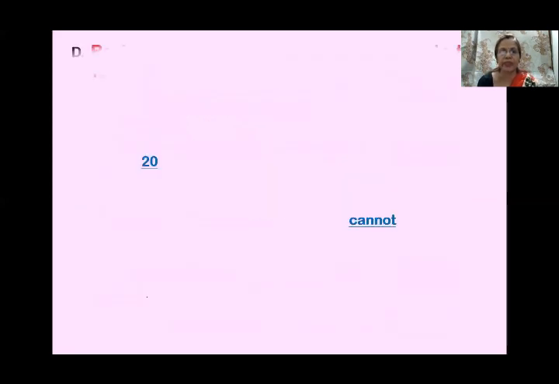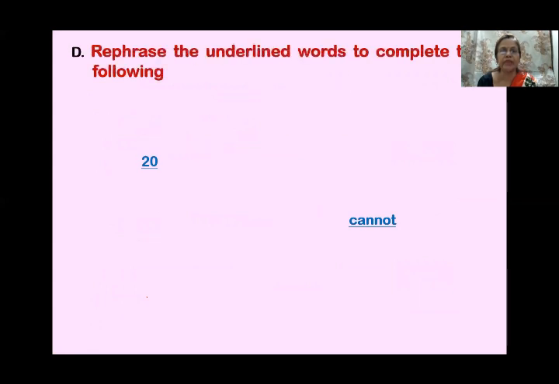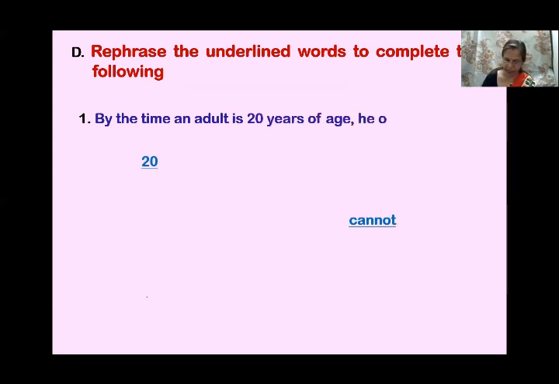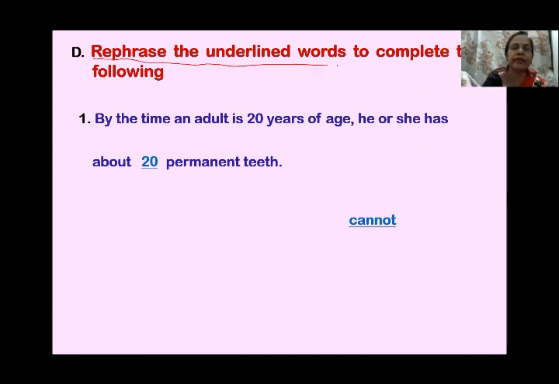Next question is, rephrase the underlined words to complete the following sentence. By the time an adult is 20 years of age, he or she has about 20 permanent teeth. Now, here it states that you have to rephrase the underlined words to complete the sentence. You have to correct it.